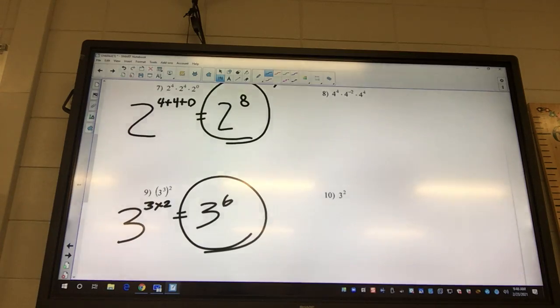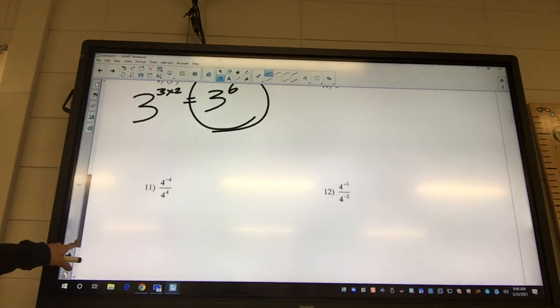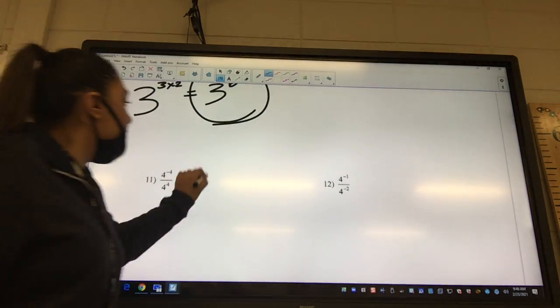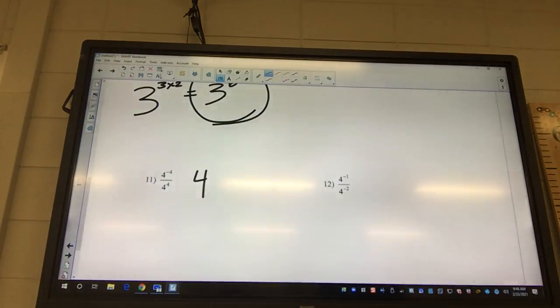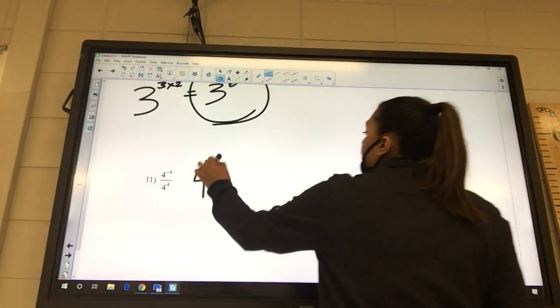What rule should come next? Division. Okay, we just follow the order. Division should come next, and it does. We keep the same base, and what do we do with the exponents? Yeah, you subtract them, so it's going to be negative 4 minus 4.